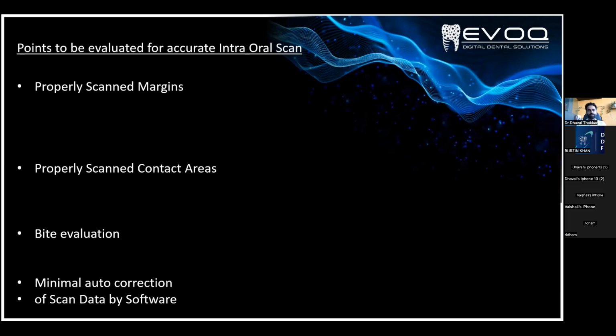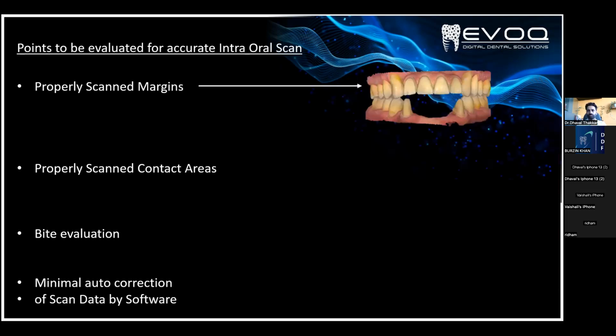So what are the points doctors should evaluate before sending the intraoral scan to the laboratory? The margin should be properly scanned. So clear cut margins should be visible. There should not be any bleeding into the margin. If any subgingival margins are placed, then the cord must be placed and the retraction should be proper before the scanning. Otherwise, there are chances that the proper margin might not have been scanned.